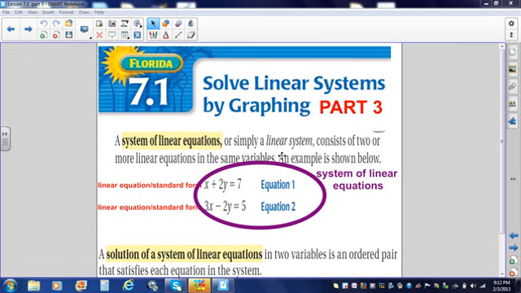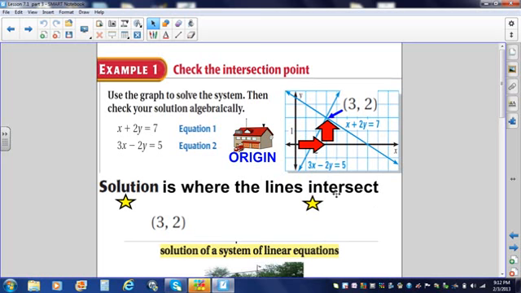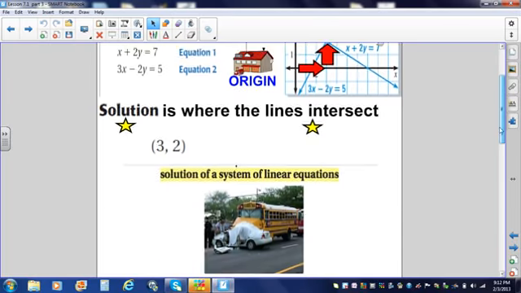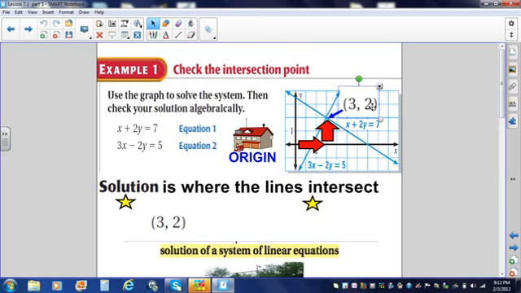We said in previous podcasts that when you have two or more linear equations, that is called a system of linear equations. And we said one way to solve a system of linear equations is to see where the lines intersect. Wherever the lines intersect is going to be your solution. So in this case, we're talking about what streets or the ordered pair did the accident happen at. The accident happened at 3, 2, so 3, 2 would be our solution for this system of linear equations.